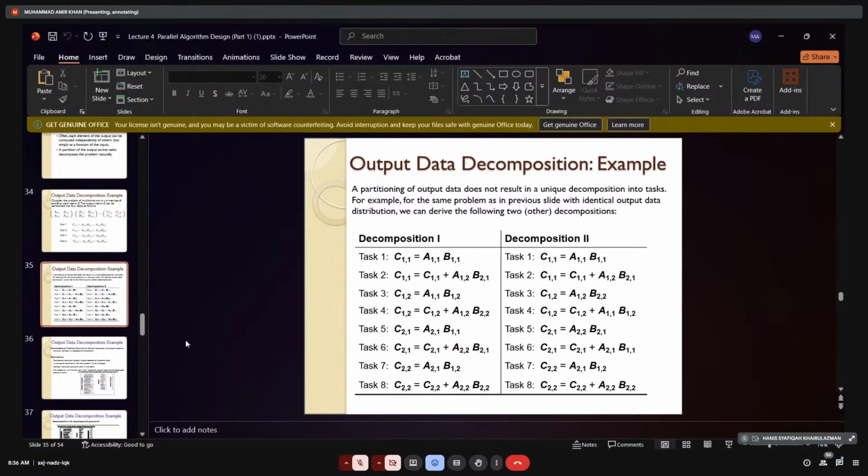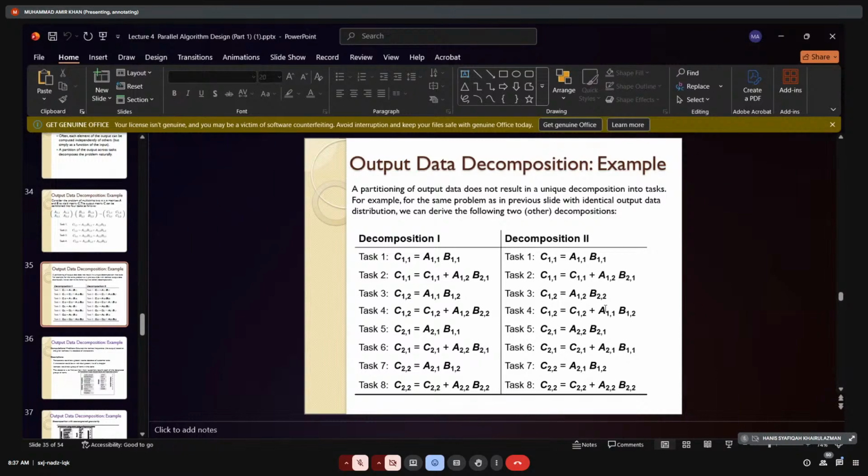So we can change in a different way. Like here, in task 3, you can see task 1 is the same in decomposition 2. Task 1 is the same. Task 2 is also the same. But in task 3, we just use only A12 and B22. So we can do any of the values, no issue.